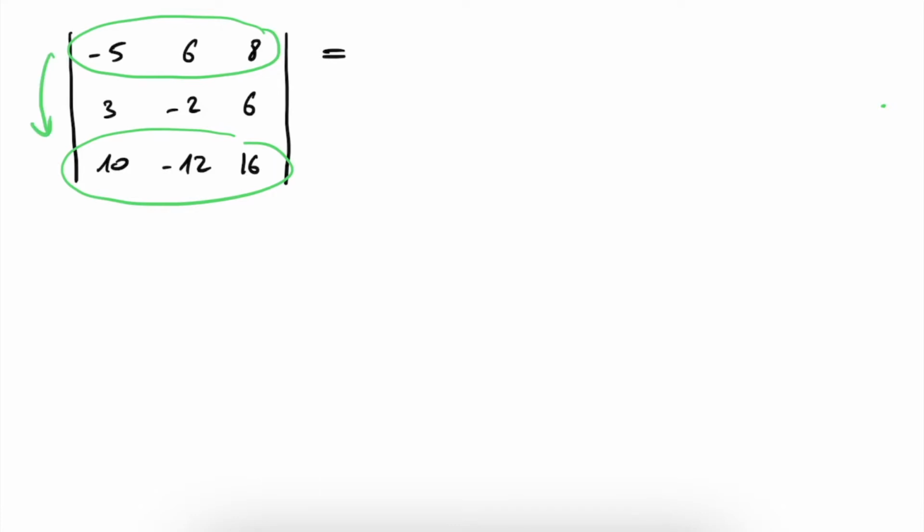We see that we get from -5 to 10, from 6 to -12, and from 8 to 16. We see that this row is just times -2 of the first row. So the third row is a number times the first row. And this means that this determinant will always be 0. So this saved us a lot of calculation just by looking at the determinant and seeing whether rows or columns are a multiple of others. So this saved us a lot of time, and we see that the determinant is 0.